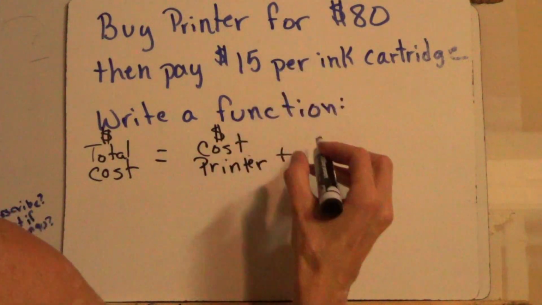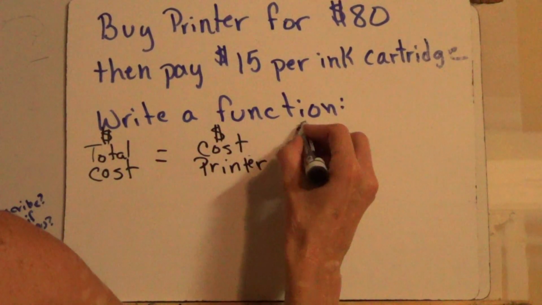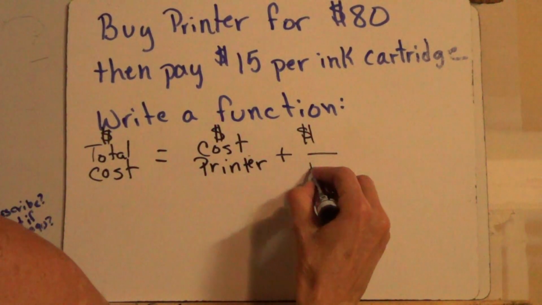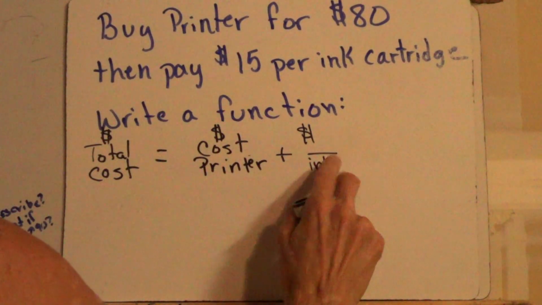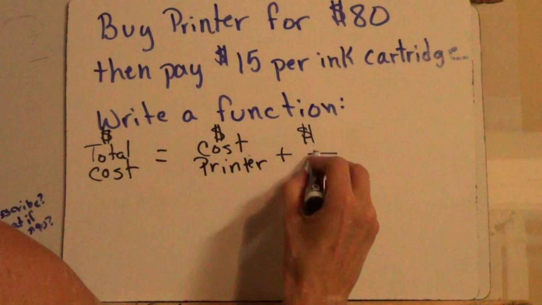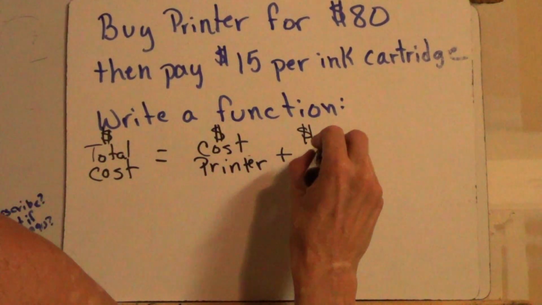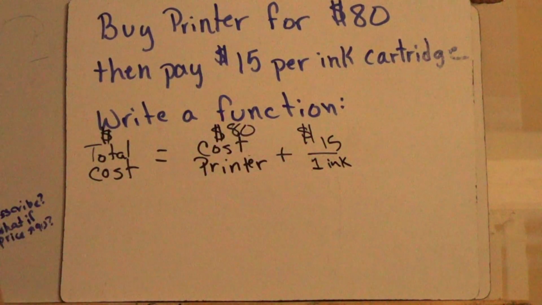So when we have the per, we know that that's a fractional unit. So it's dollars per ink cartridge. Maybe I'll just put per one ink. And I'll go ahead and put the 15 here. And the 80 here. Okay?